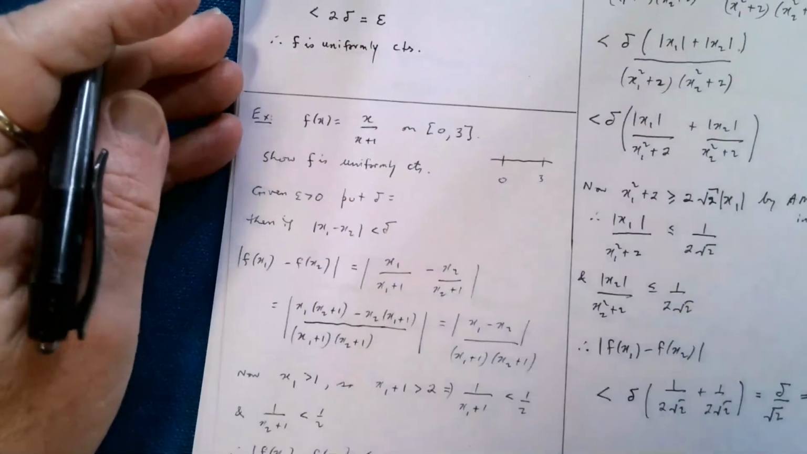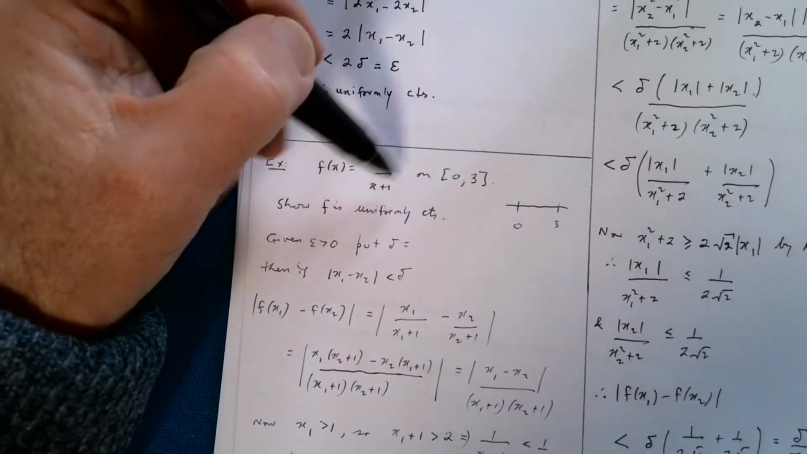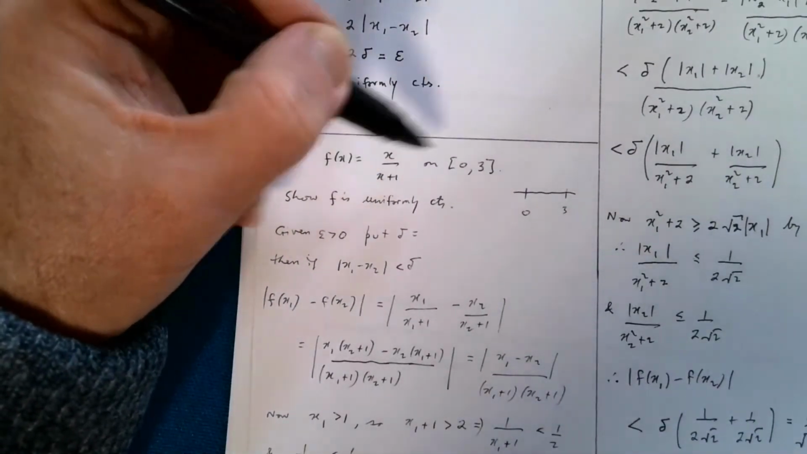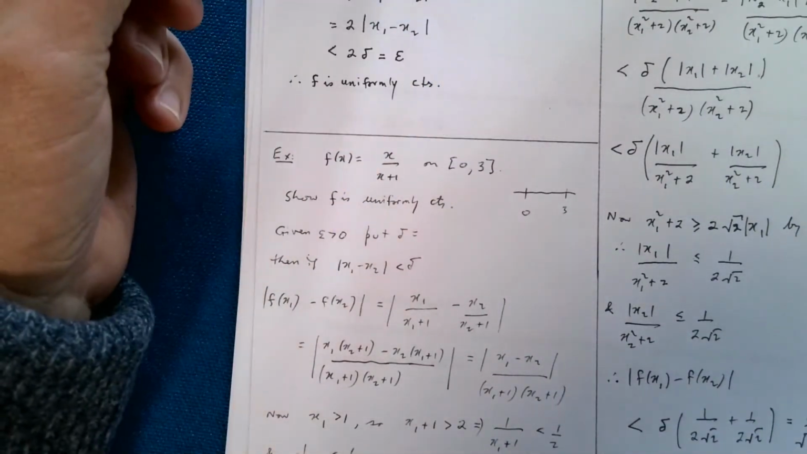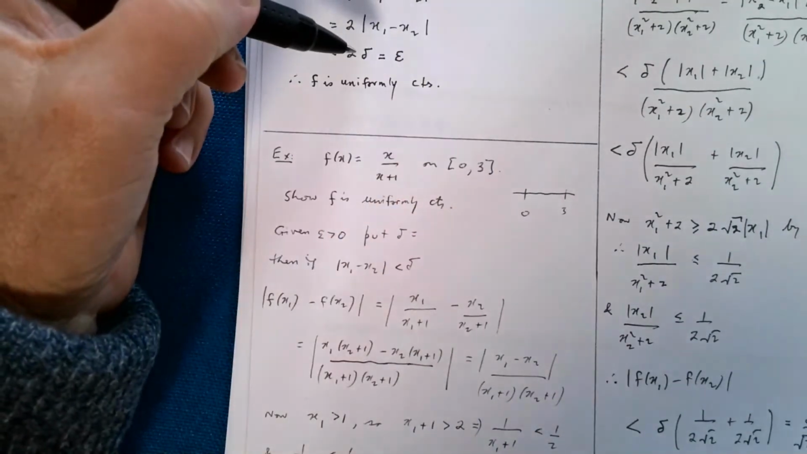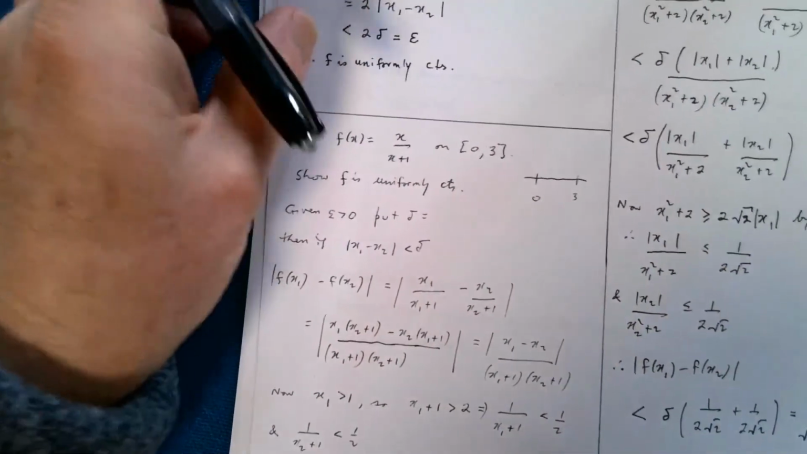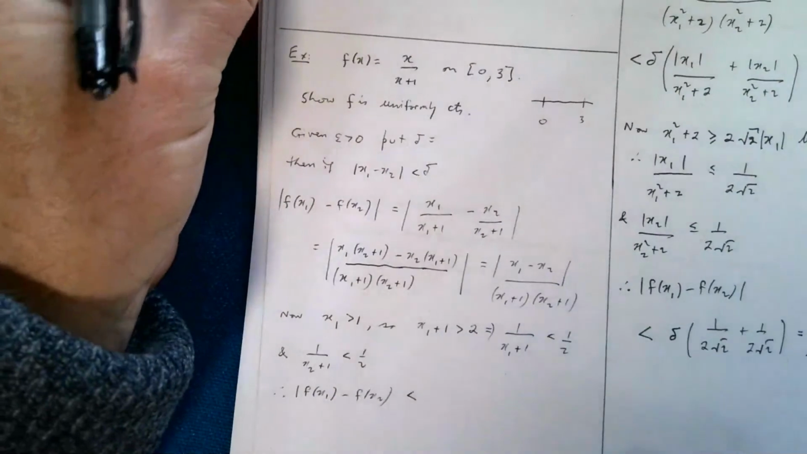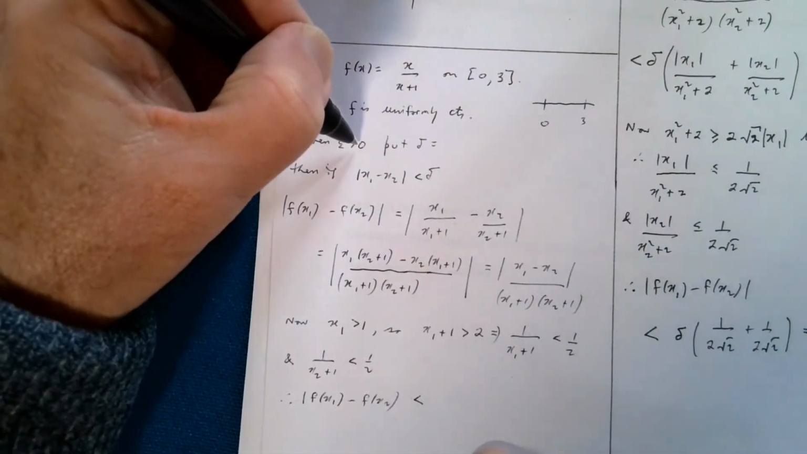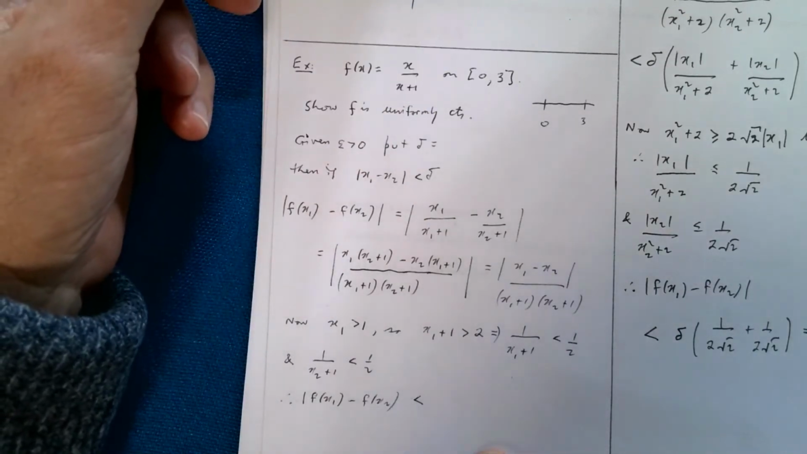If we've got a function on a bounded interval, so we're going to take the function x on x plus 1 on the interval 0, 3. This function is continuous on this interval, but we need to show that it's uniformly continuous on the interval from 0 to 3. This is a slightly harder example. Okay, so we just go through it. So given epsilon bigger than 0, we're going to put delta equal to something. Not sure what it is yet.